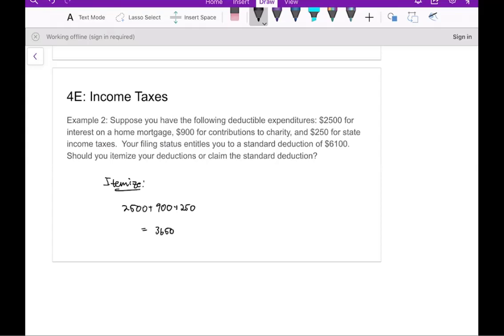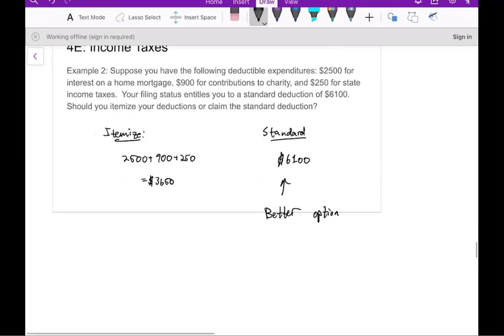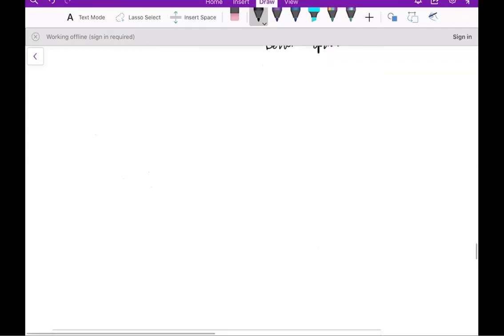So if you itemize deductions, you're only entitled to a $3,650 deduction, but if you take the standard, you're going to be deducting $6,100. So this, of course, is the better option. Of course, it doesn't always work out to be that case. It might work out better that itemizing is better, but in this example, standard would be the way to go.